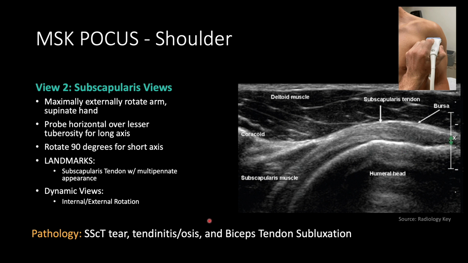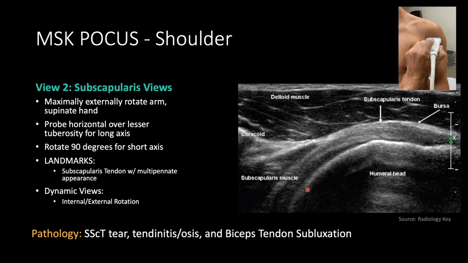And so having the patient go through an internal and external rotation will help you dynamically evaluate this and can bring out any subtle tears or areas of inflammation or edema. So a subscapularis tear can be visualized this way, as can tendinitis or tendinosis. And this is also an important view for evaluating if there is biceps tendon subluxation. The reason for that is because the subscapularis tendon really helps to keep that biceps tendon in the bicipital groove by sort of overlying it.